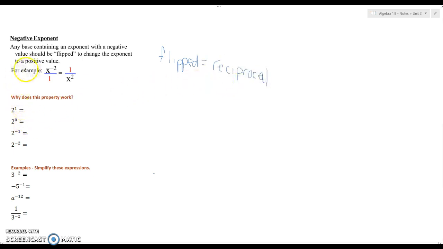So when something is negative, I like to say it's unhappy. So it is going to move in order to become happy. So why does this property work? Similar to before, we're going to use our powers of 2. So 2 to the first equals 2. 2 to the 0 equals 2 to the first divided by 2, or 2 over 2, which equals 1.